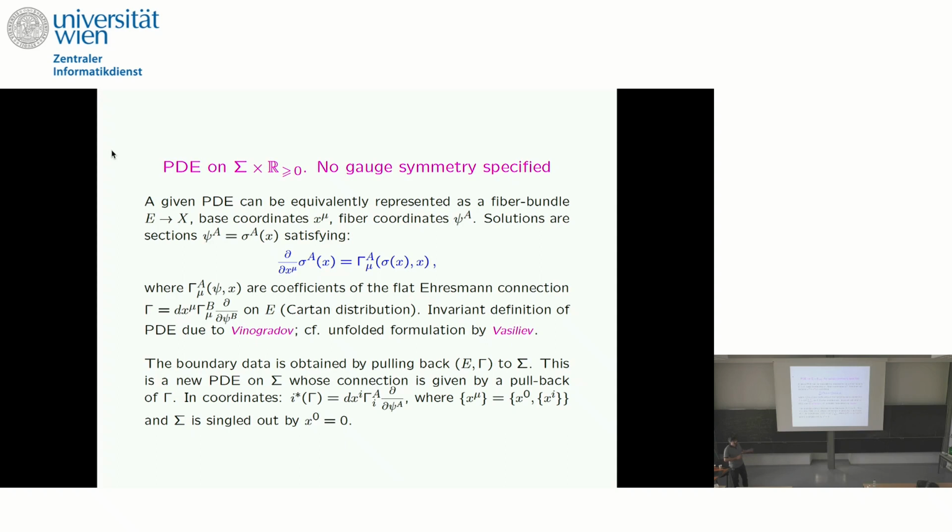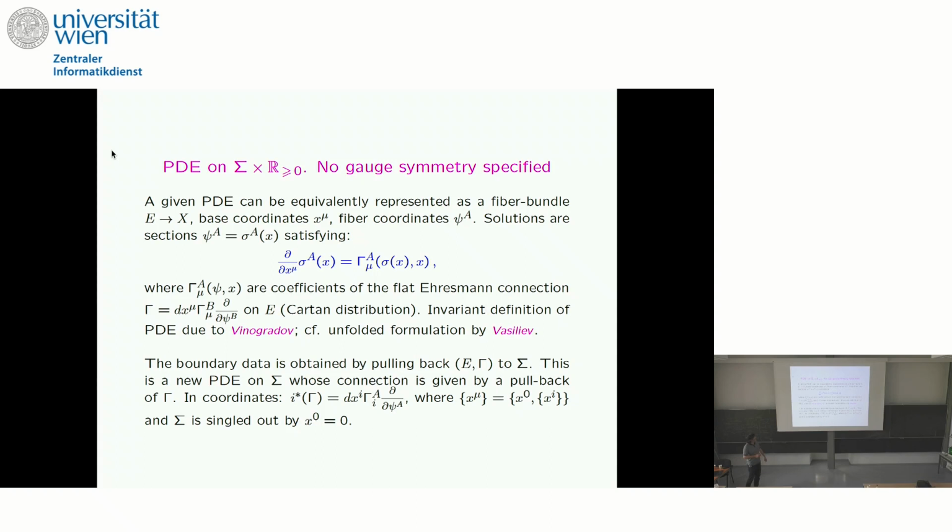According to the geometrical definition of a PDE, it's a fiber bundle over space-time X. So I denote by x the space-time coordinates and by psi the fiber coordinates, say fields in some sense. And this manifold is equipped with a flat Ehresmann connection. In the context of PDE, it is known under the name of a Cartan distribution. And this data is enough to define what the solutions of our system are. So we can make sure that indeed we encode a genuine PDE inside this geometrical data, and solutions are simply covariantly constant sections of this bundle, covariantly constant with respect to this connection form gamma, which is a one-form with values in vertical vector fields on this bundle.